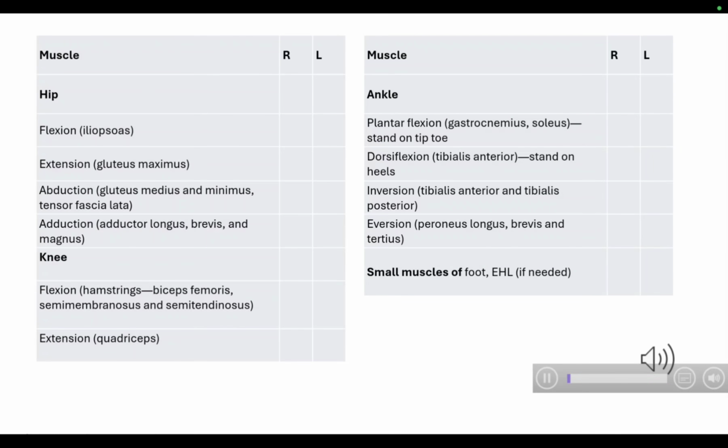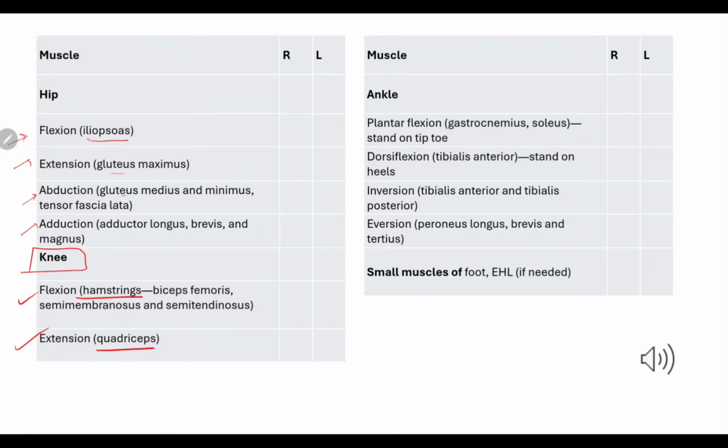Moving to the lower limbs, we test the hip for flexion, extension, abduction, and adduction, isolating muscles like the iliopsoas and the gluteals. Then we test the knee for flexion via the hamstrings and extension via the quadriceps. Keeping this rigid right versus left sequence ensures you never accidentally skip a major joint compartment during a busy clinical exam.